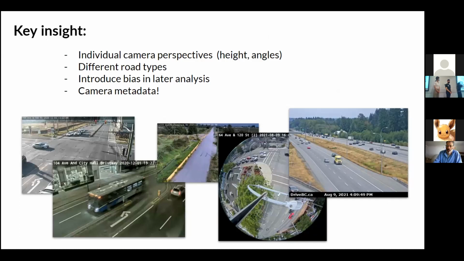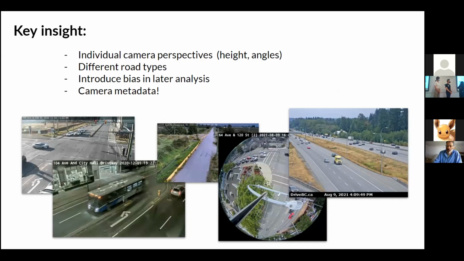Another key insight we get from examining the traffic image is that individual camera perspective actually matters a lot. When I say perspective, I mean height, angle, the direction they're facing, and their installation locations. And also there are different road types. You can imagine, for example, if we just compare this road and this road, you see that the same number of vehicles actually suggests very different mobility levels for those two roads.